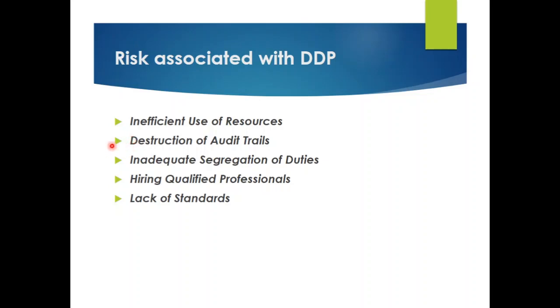So if an end user accidentally deletes one of the files, it can no longer be traced or accounted for, right? It becomes unrecoverable. Those are some of the risks associated with DDP. Next is the inadequate segregation of duties. The distribution of the IT function may result in the creation of small independent units that do not permit the desired separation of incompatible functions.